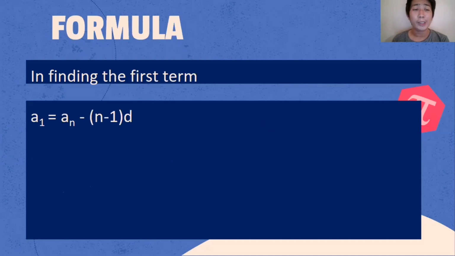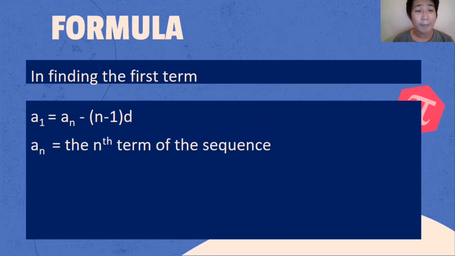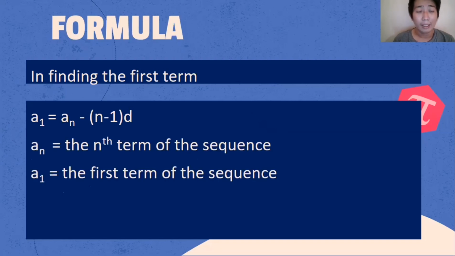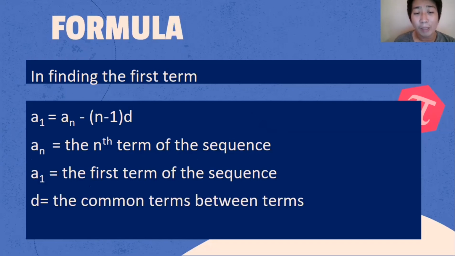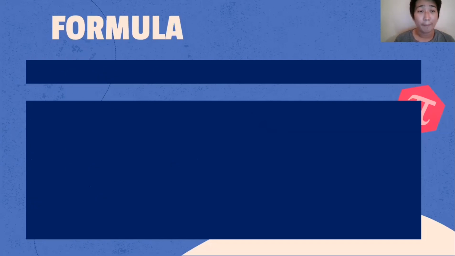In finding the first term, the formula will be a sub 1 is equal to a sub n minus the quantity of n minus 1 multiplied by d, where a sub n is the nth term of the sequence, a sub 1 is the first term of the sequence, and d is the common difference between terms.